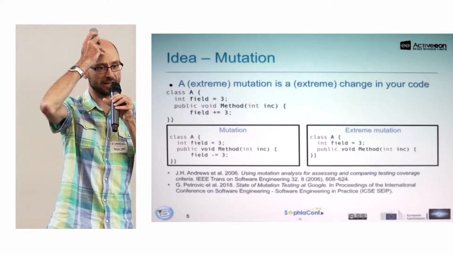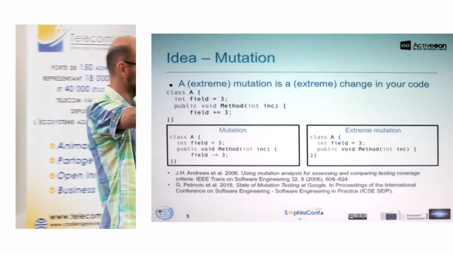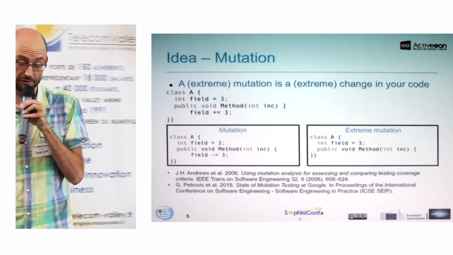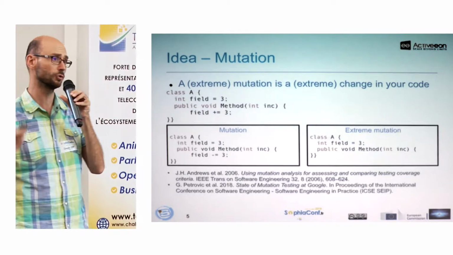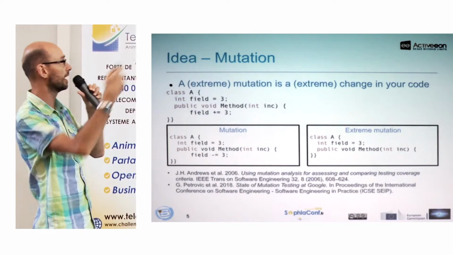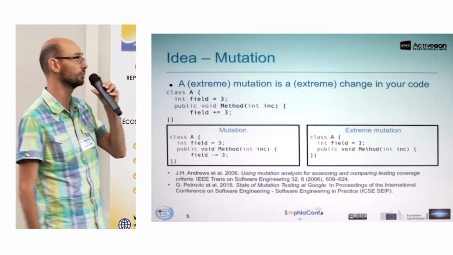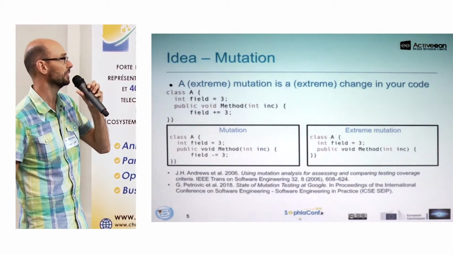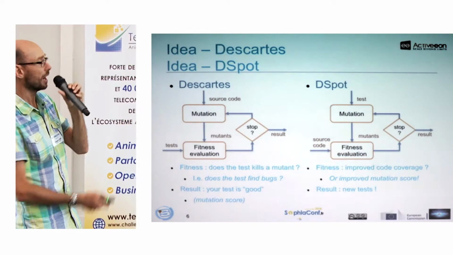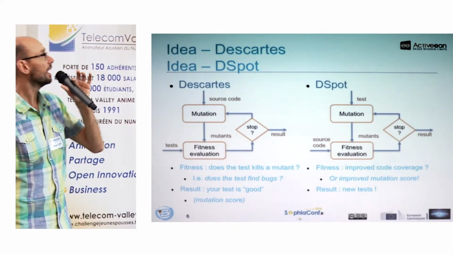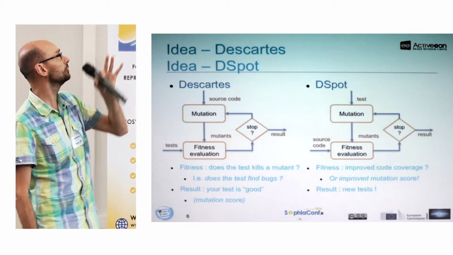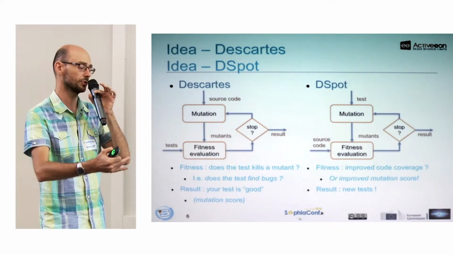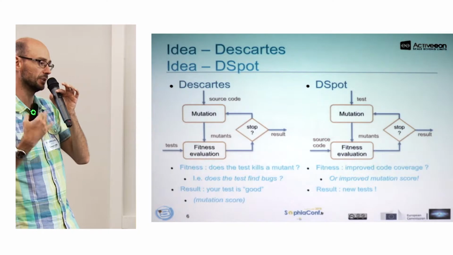This idea of mutation and the idea of mutation testing is not so old. It's about 2006. And if you want to have a very good point of view on how to apply mutation at a very, very high scale, you have the state of mutation testing at Google to show you how to apply this at a very, very interesting scale. So how mutation works and how we can use it. You have two tools that operate in a symmetric way. Descartes takes your source code and automatically modifies your source code.